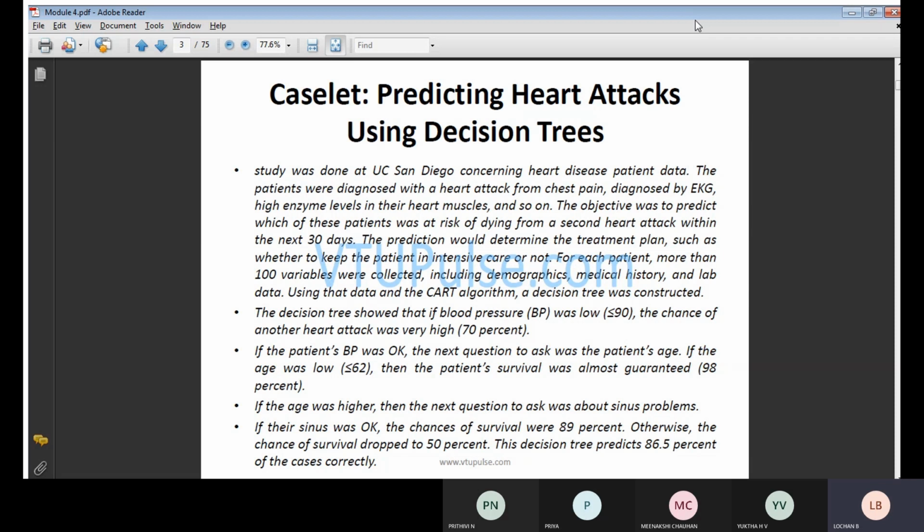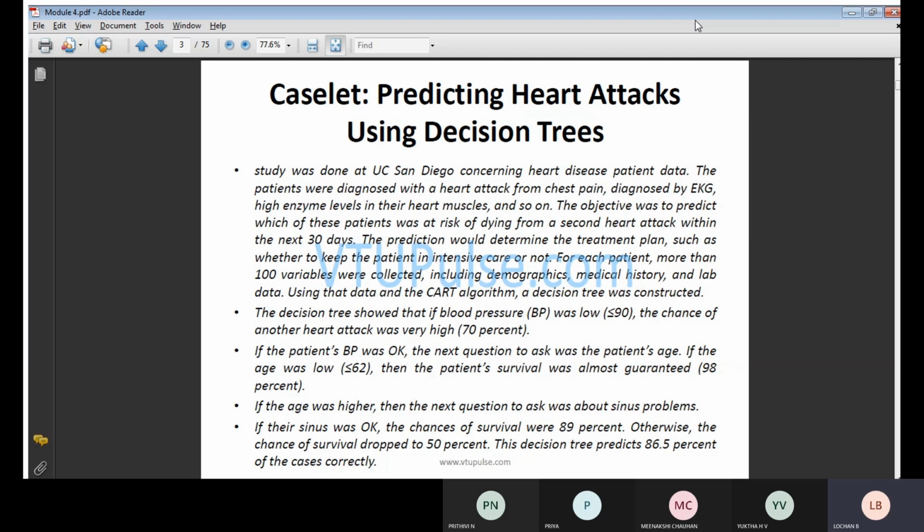So in that particular case, the decision tree will be showing if the blood pressure was low, that is nothing but less than or equal to 90. If it is there, it means the chance of another heart attack will be very high. That is nothing but 70% you will be getting. If BP is okay for that particular patient, the next question that arises is the patient's age.